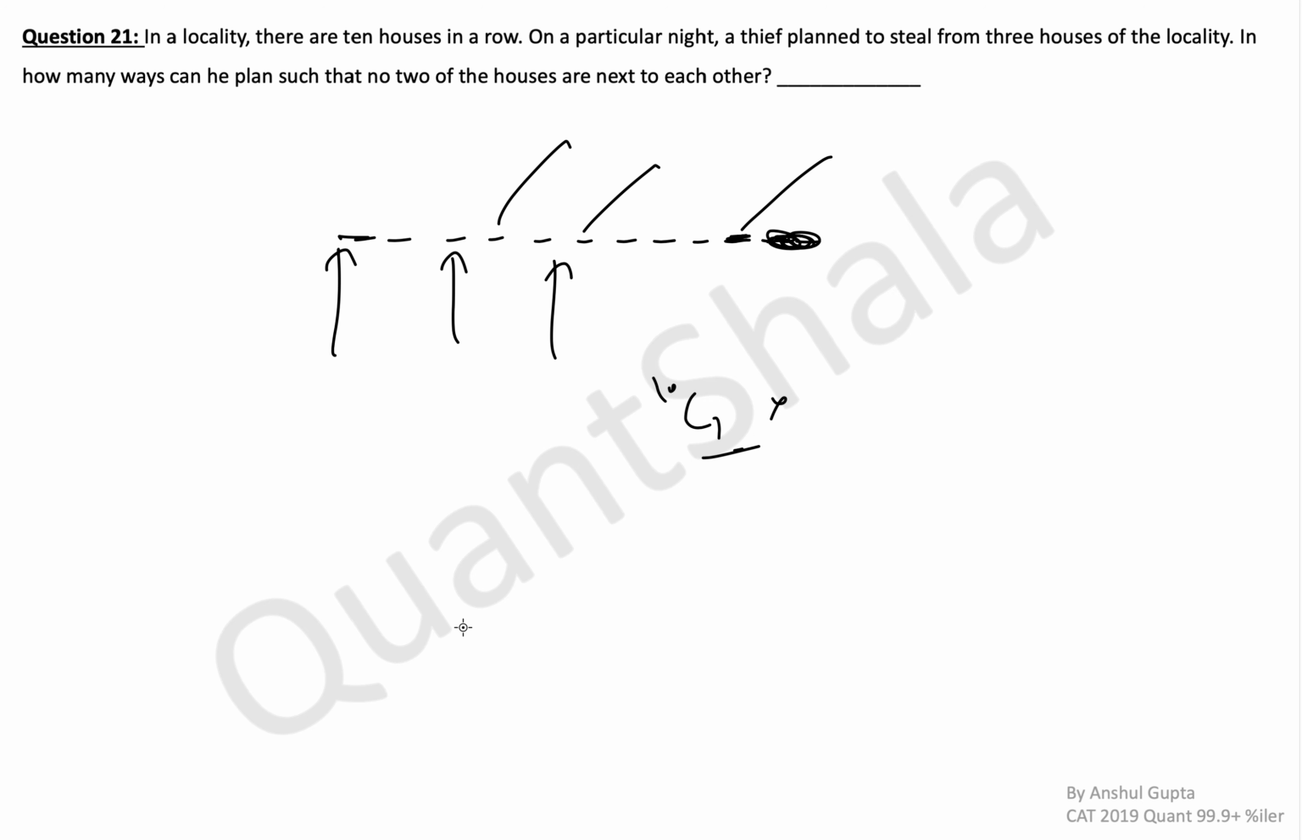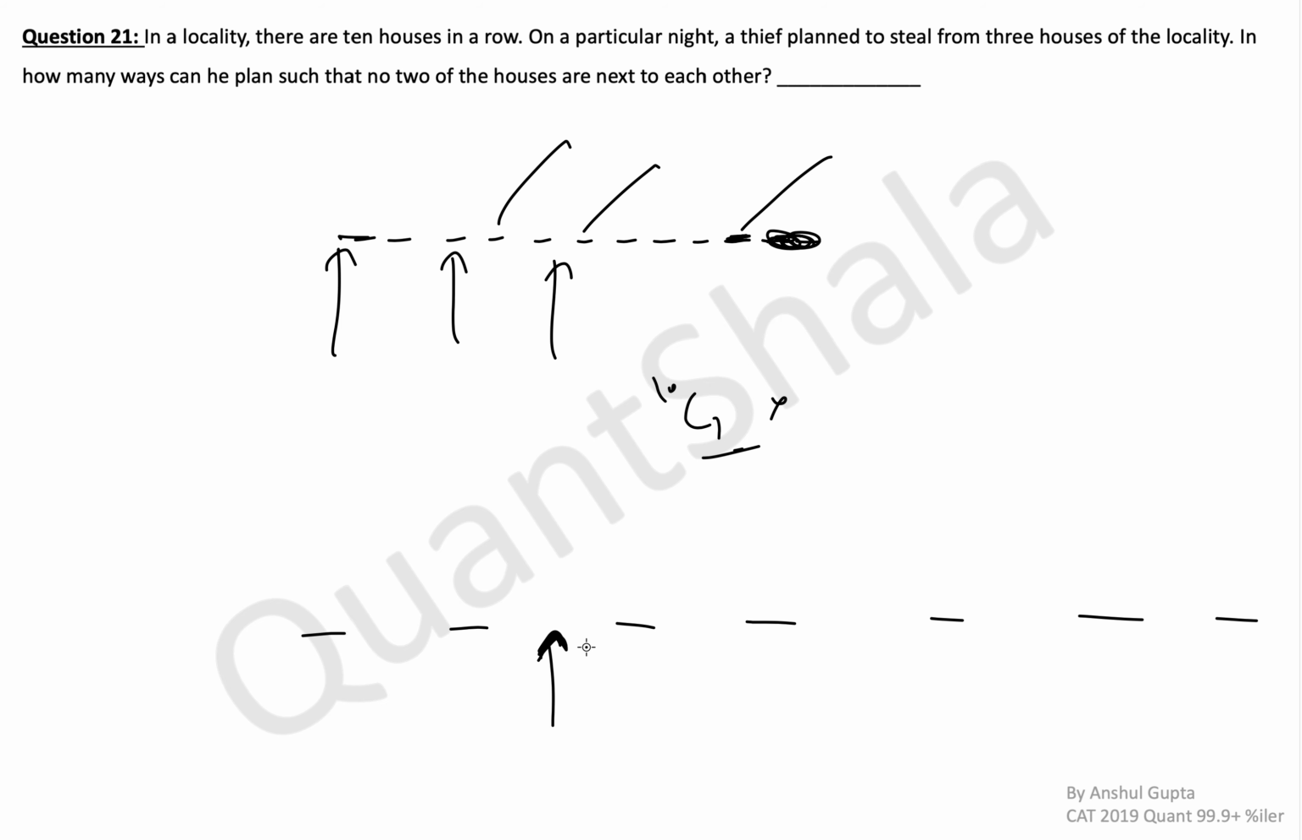One other way here is that you can think the other way around. 7 houses are there which are safe, which are not getting stolen from. So mark those 7 houses here. 1, 2, 3, 4, 5, 6, 7. Okay. So these are the 7 houses which are safe. Now there have to be 3 houses from which stuff was stolen, and those were not next to each other. So in between any 2 houses there can be maximum 1 house from which things were stolen.